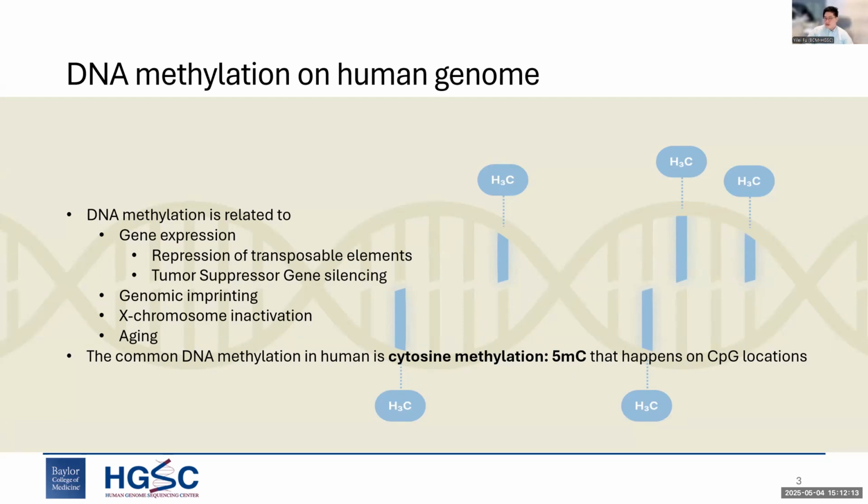DNA methylation is also related to genomic imprinting, X chromosome inactivation, and aging. In humans, DNA methylation exists mostly in the form of cytosine methylation that happens at CpG locations on the genome, which we usually call 5mC.